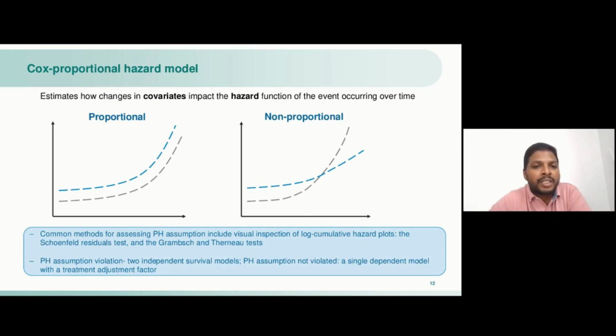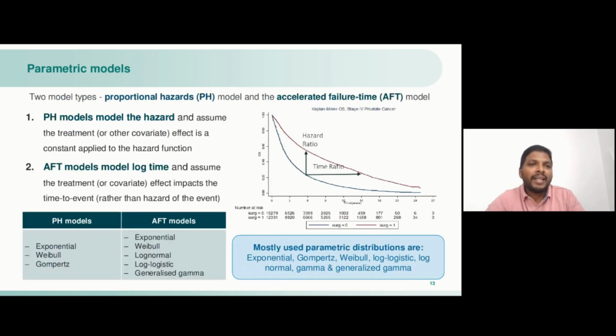This assumption is also known as the proportional hazard assumption. It can be tested using various tests like visual inspection of the log cumulative hazard plots, and by conducting the Schoenfeld residual test. After looking at the results of the PH assumption test, if the proportional hazard assumption is violated, it's recommended to fit two independent survival models, and when the PH assumption is valid, fitting a single model where the treatment is an adjustment factor is recommended. And the next and most common type of model is the parametric model.